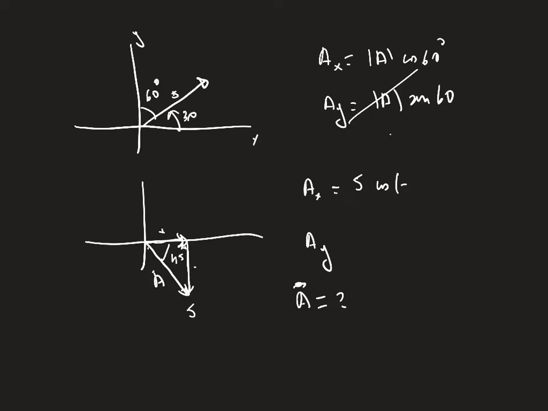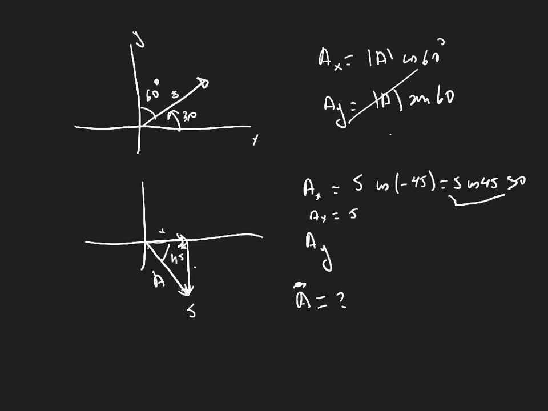No, cosine of minus 45. But cosine of minus 45 is the same as cosine of 45. We are lucky, so this quantity will be positive. So AX will be 5 times cosine of 45.